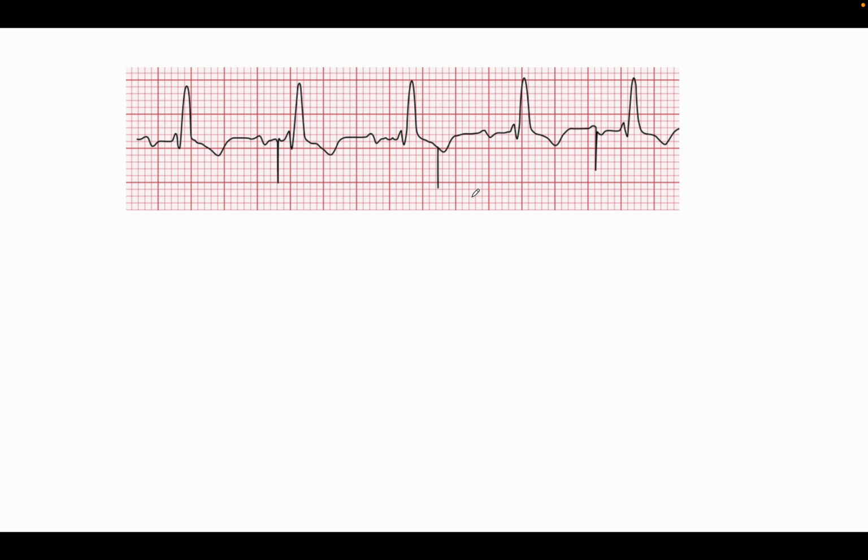So it looks like the pacemaker's firing off randomly, even though we have really good intrinsic conduction. So what's going on here? So we call this undersensing. And again, thinking back to what's going on, so we've set the sensitivity too low.